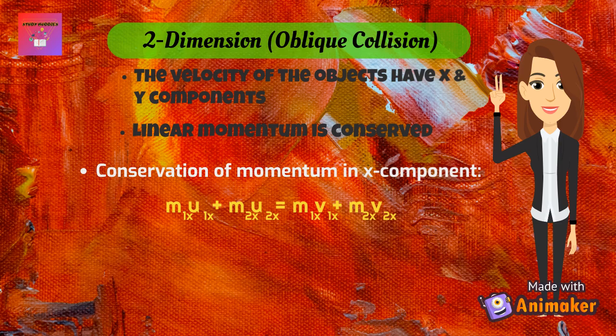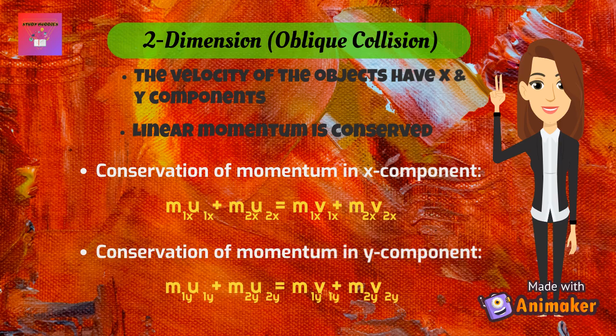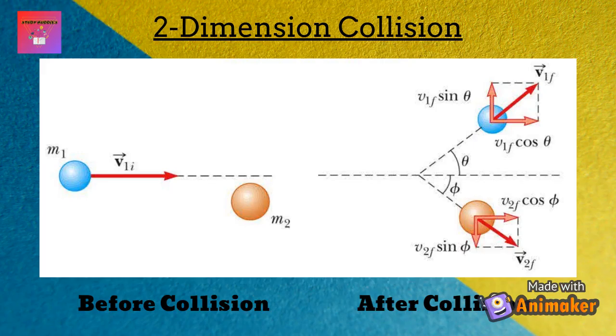The equation of conservation of momentum in x component is m1x u1x plus m2x u2x equals m1x v1x plus m2x v2x, while in y component is m1y u1y plus m2y u2y equals m1y v1y plus m2y v2y. This diagram shows an example of two-dimension collision. As you can see, the direction of both the objects have changed after the collision. Each object has its own x and y components.